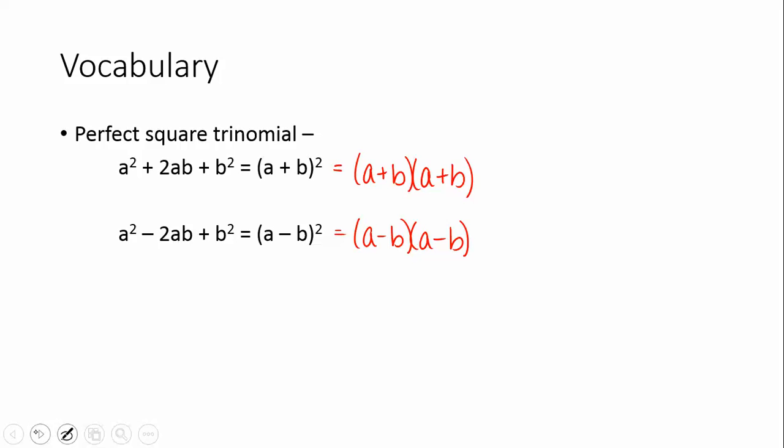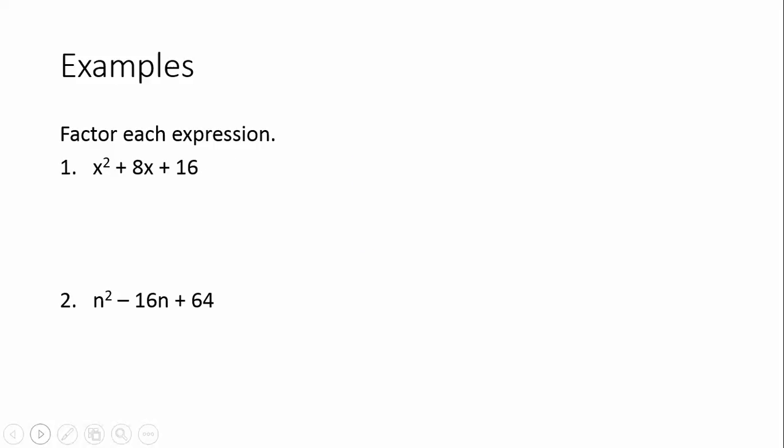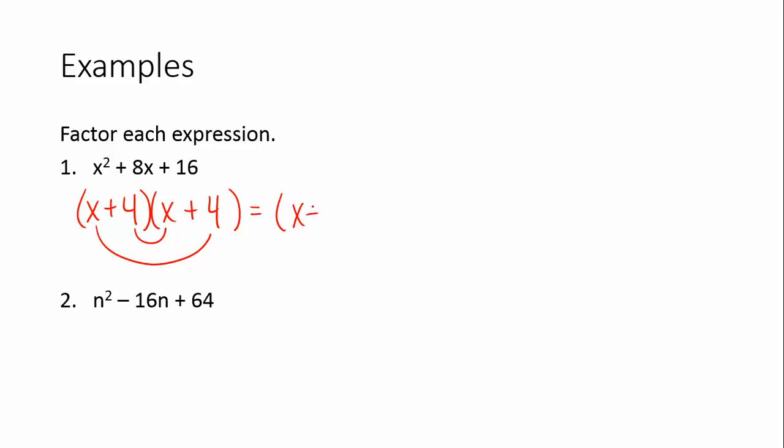So let's look at some examples. Factor each expression. First, I'm going to verify that it is a perfect square trinomial. The front term is x squared. Well, that's x times x. The back term is 16. That's 4 times 4. So when I factor this into the two identical parentheses, it's going to be x plus 4, x plus 4. Notice that the middle term gives us 4x and 4x for our 8x. Because they are identical, you could write them as x plus 4 quantity squared. Either answer is acceptable on the left or the right.